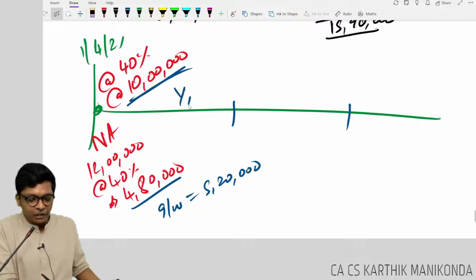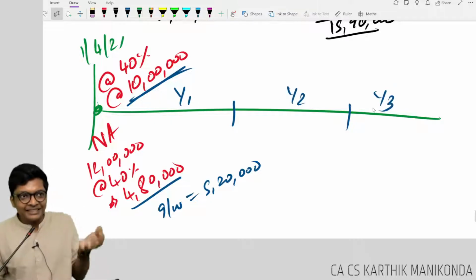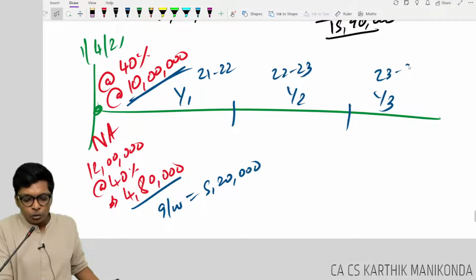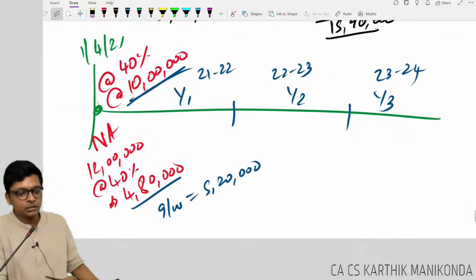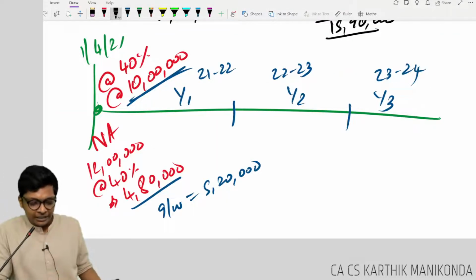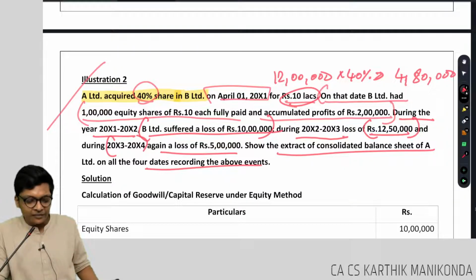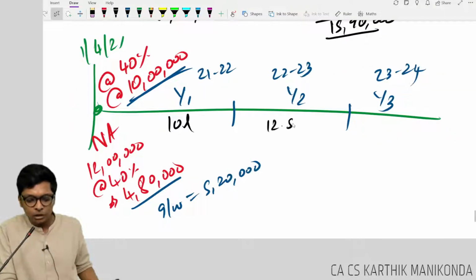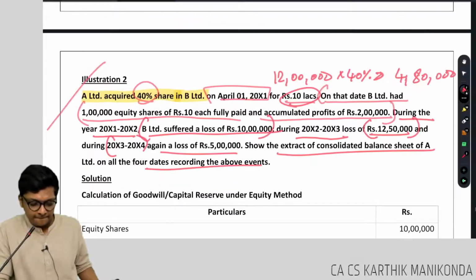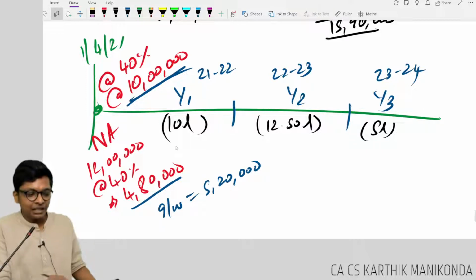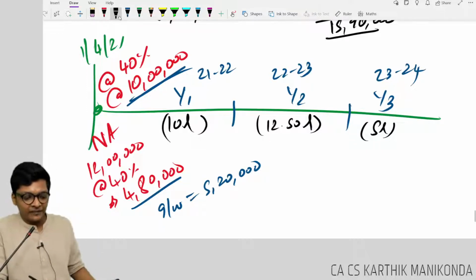They gave data of year 1, year 2, year 3. Basically 3 years after investment, which was 21-22, 22-23, 23-24. Am I right? Yes. This company in the 3 years, no dividend. How will they pay dividend? Loss. 10 lakhs, 12.5 lakhs, and then 5 lakhs loss in each of the years. They are asking you to find the value of investment in each year.